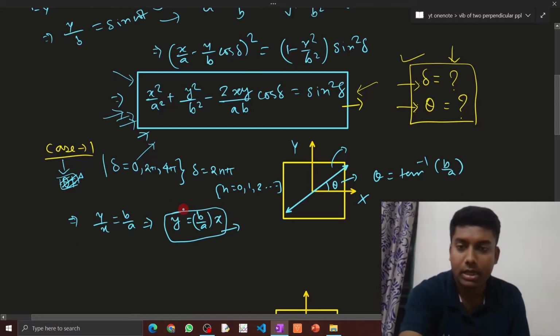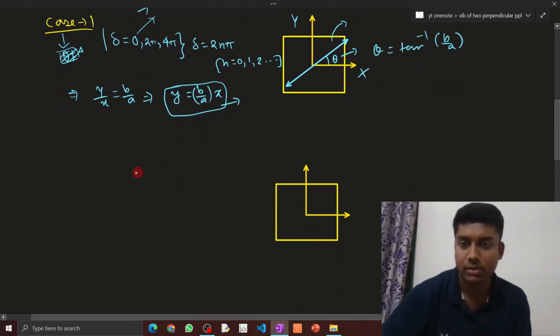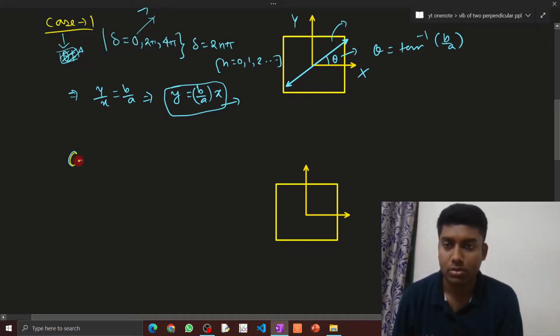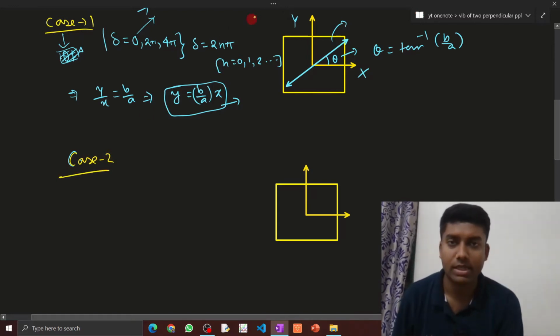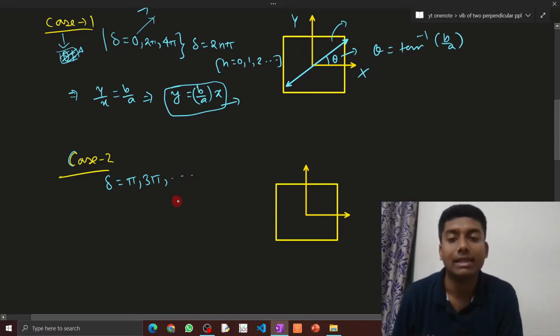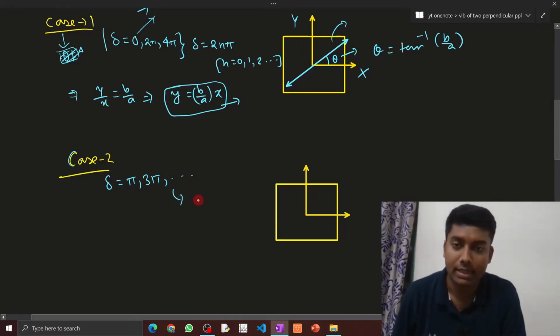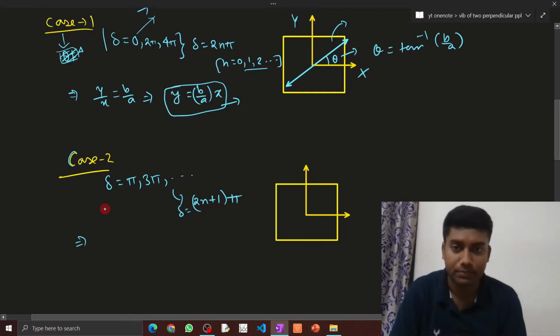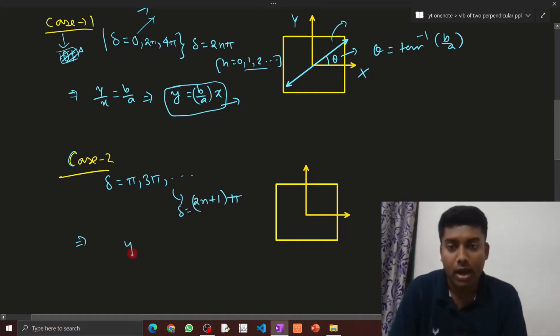Now this is our case number 2. What is case 2? In case 2, we consider that delta equals pi or 3 pi, that is an odd multiple of pi. In generalized form, delta equals (2n plus 1) pi, where n equals 0, 1, 2, 3, like that. Then if we put that value in the equation, we will get y equals minus b over a into x.